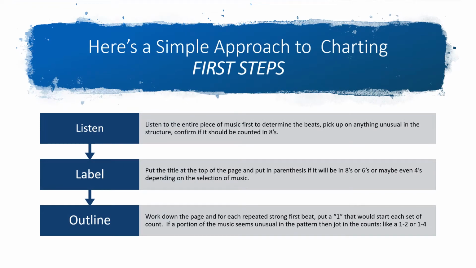So here's a simple approach to charting. There's the first steps. Listen, label your paper, and then outline. So listening is just hearing the music, not writing anything. Labeling is putting the title, using your count structure, sort of like the time signature. And then outlining, for me, instead of writing the number 8 all the way down the page, I would actually use the 1 or just a tick mark, and I would work down the page. And if I ran into a 2-count tag or a 4-count break, that's where I would add in the -2 or -4.